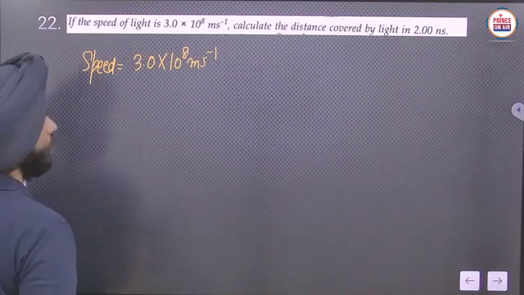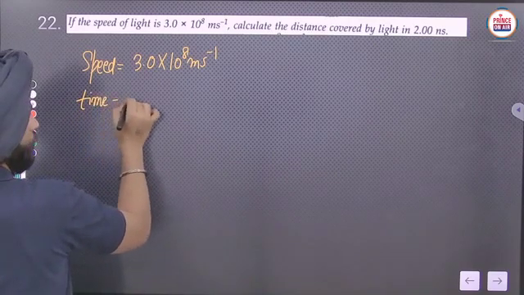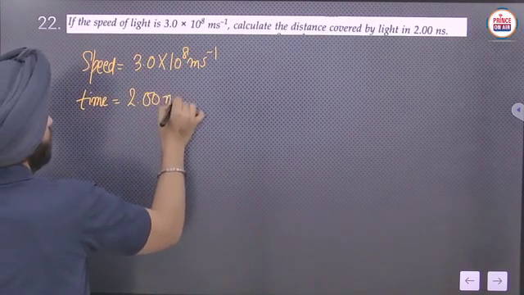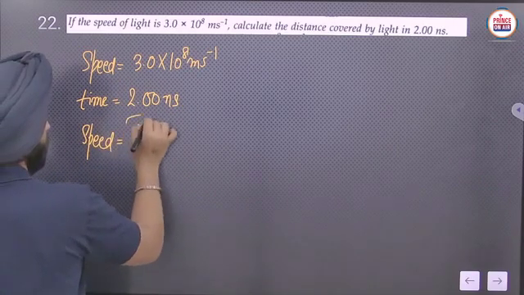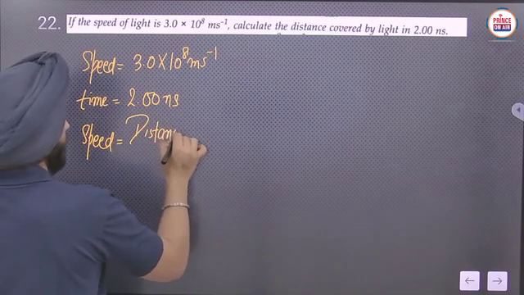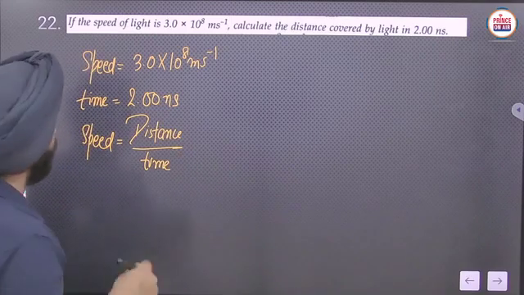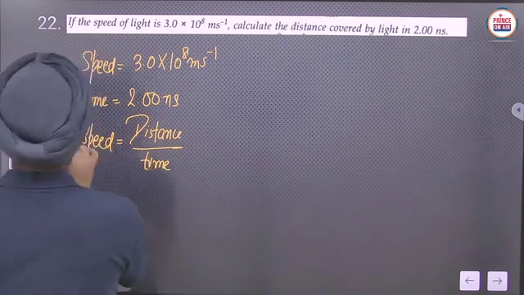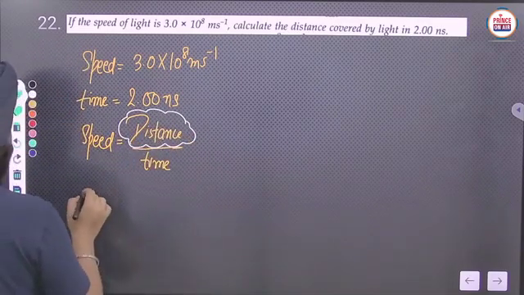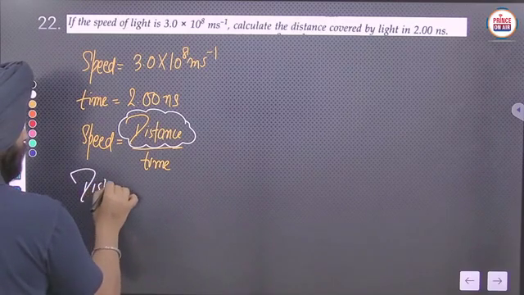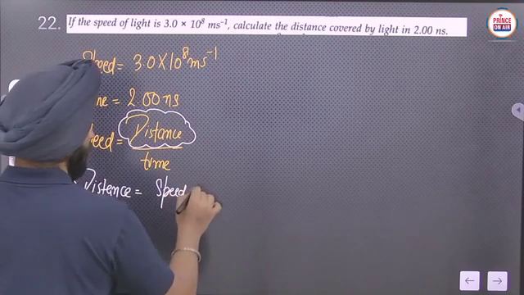Okay. Calculate the distance covered. Okay, time is given to you, that is 2.00 nanosecond. Okay, so speed formula is distance upon time. Okay, so here what we have to do, we have to calculate the distance. We get that distance from that formula, that will be speed into time.